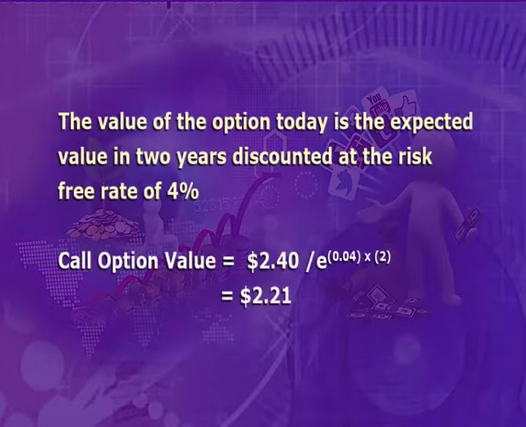The value of the option today is the expected value in 2 years discounted at the risk-free rate of 4%. Call option value here is equal to $2.40 divided by e raised to the power 0.04 into 2, which is further equal to $2.21.